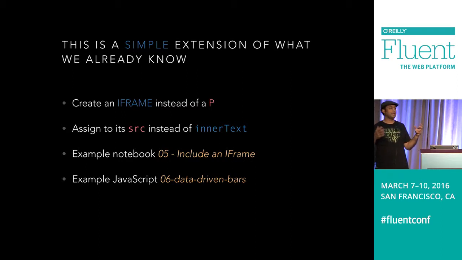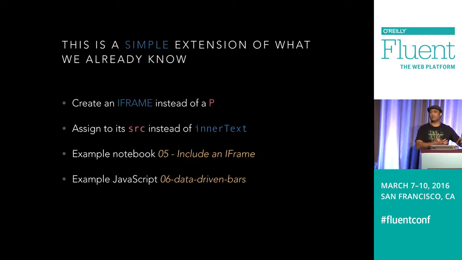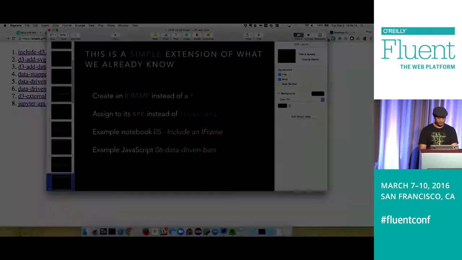We've already seen the case where we create a paragraph element and update the inner text. In this case, what we'll do is we'll create an iframe element, and instead of updating its inner text, we'll update the source attribute of the iframe so that we now point to our D3 example inside an iframe inside Julia. So we'll go to look at example 5 in this notebook.